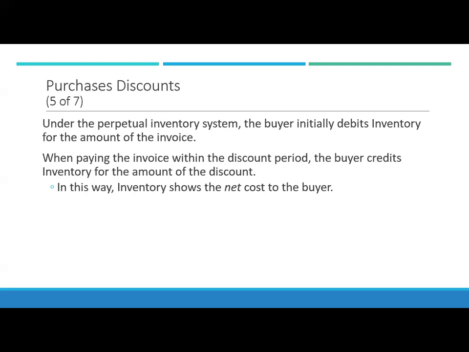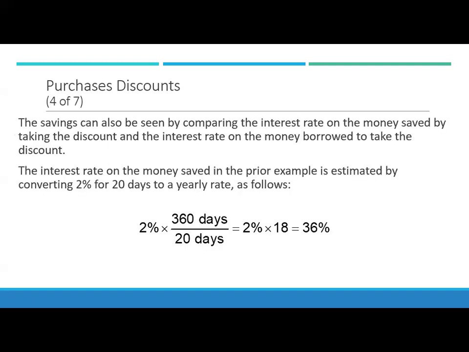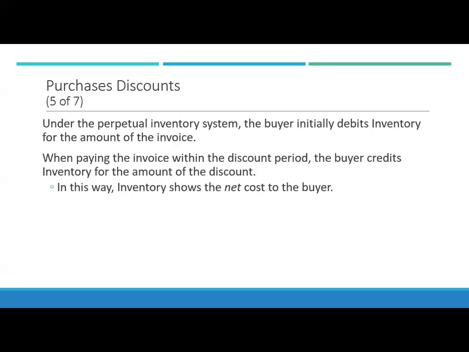Under the perpetual inventory system, the buyer initially debits inventory for the amount of the invoice. So when we record this 2% discount, how does it actually get recorded in a journal entry? Because when we purchase the inventory, we don't know whether we're actually going to get the discount until we actually pay.